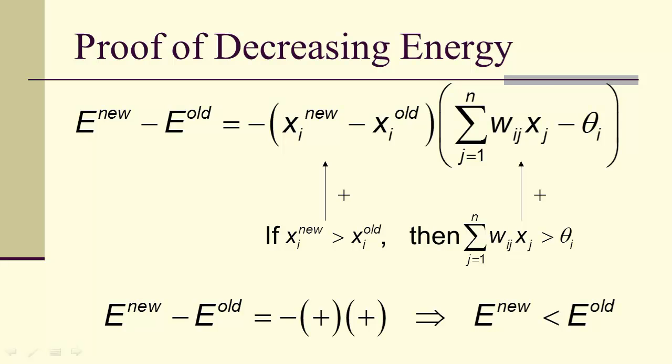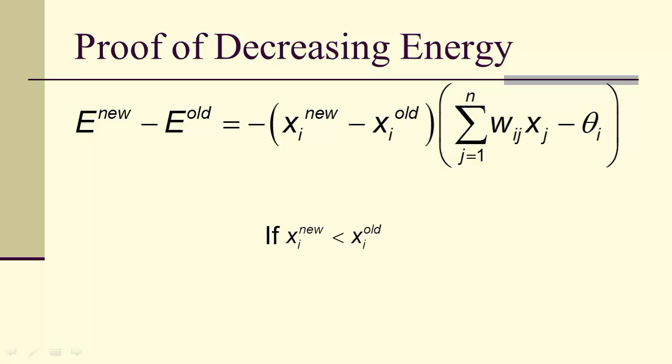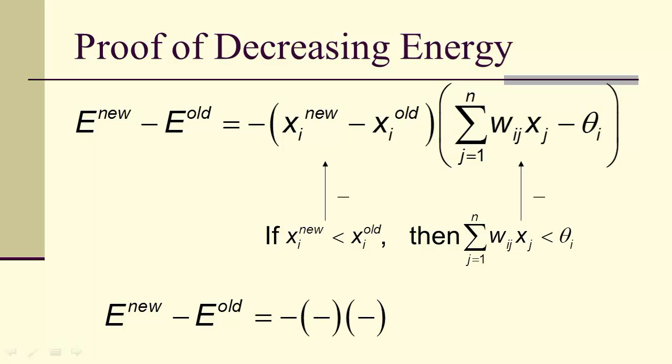That is, the energy decreased due to the firing from what it was previously. The other case is that the new value of x sub i is less than the old value of x sub i, in which case the first term is negative, which implies the threshold was larger than the weighted sum, and therefore the second term was negative, and therefore we get the product of three negatives, and once again the new energy is less than the old. So in either case, we get a lower value of the energy.